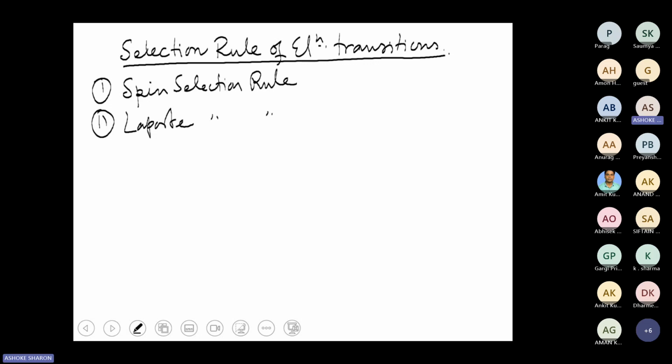Spin selection rule says that an electronic transition will take place only if the change in spin, delta S, before and after the transition is 0. Only under that condition will the transition take place.